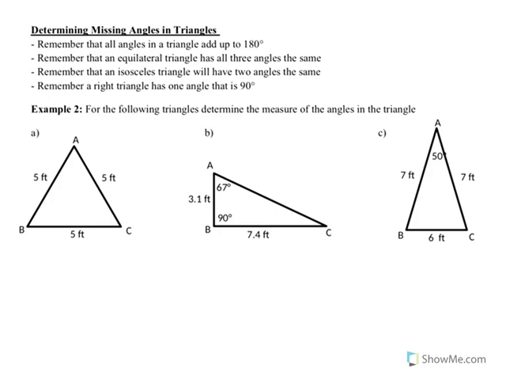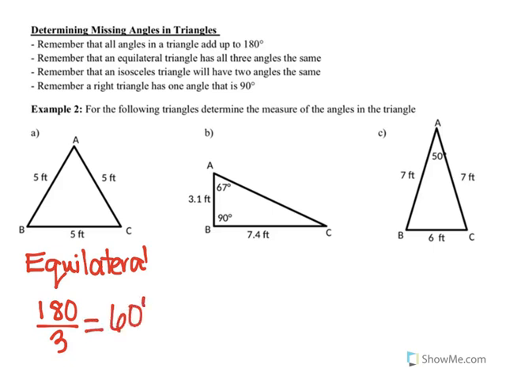Example 2. We're going to find the missing angles in this. So first triangle, we have sides of 5 feet, 5 feet, and 5 feet, which is making this an equilateral triangle because they're all equal sides, which means that the 180 degrees in the triangle have to be split equally among the three, making every angle 60 degrees. So 60, 60, and 60.